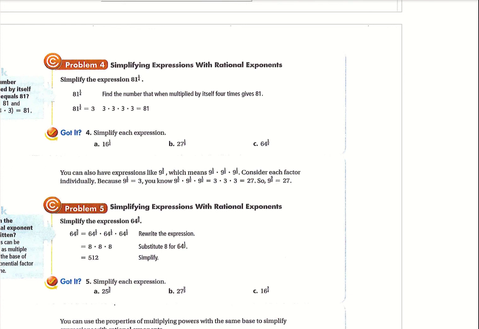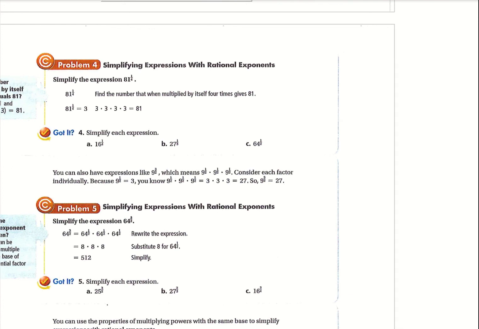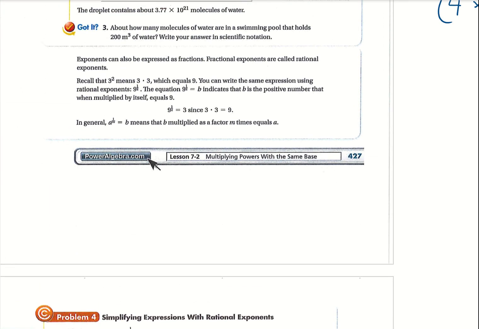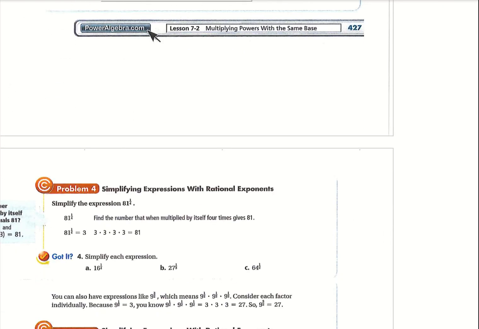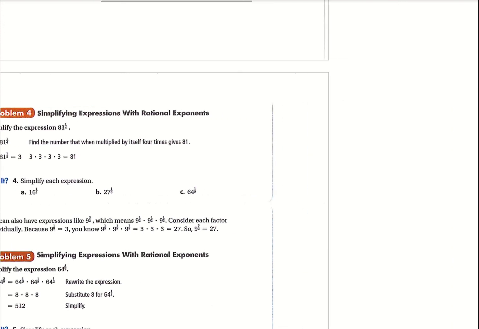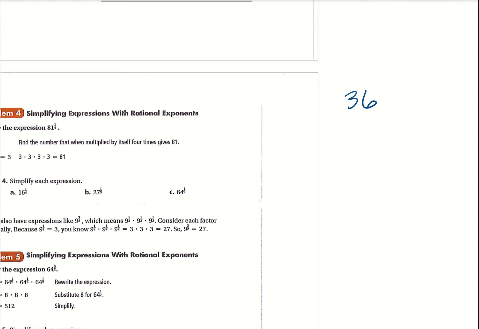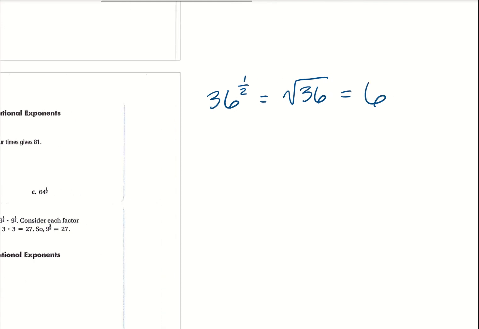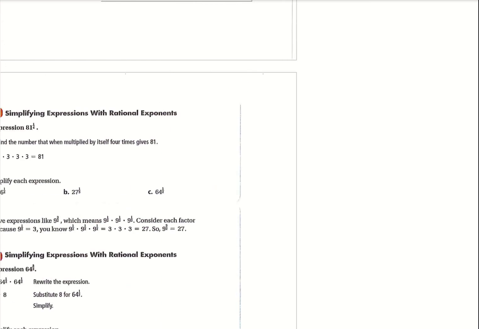All right, so our last thing here is simplifying expressions that have rational exponents. Now, when we see rational exponents, if you go to page 427 again, it tells us here that fractional exponents are just called rational exponents. So whenever you see rational exponents, that just means it's an exponent that has a fraction in it. Rational exponents are really just like finding roots. So if we had 36 to the 1/2 power, that's the same thing as the square root of 36. That would give us 6. So that is what we are looking at with these problems.